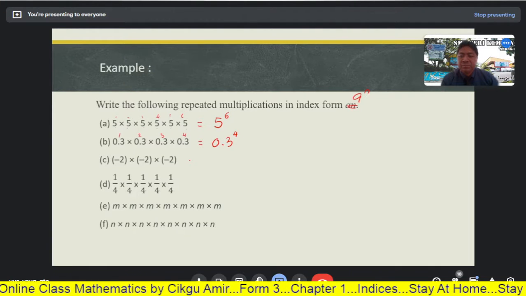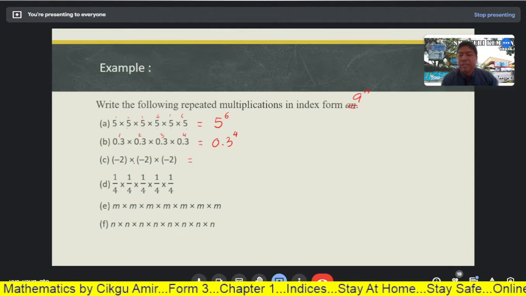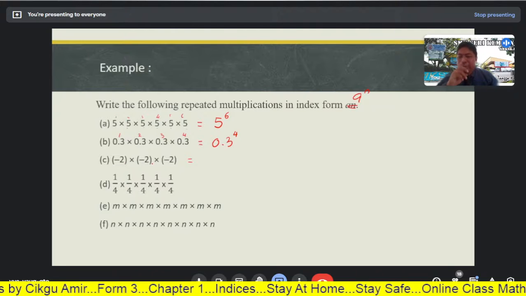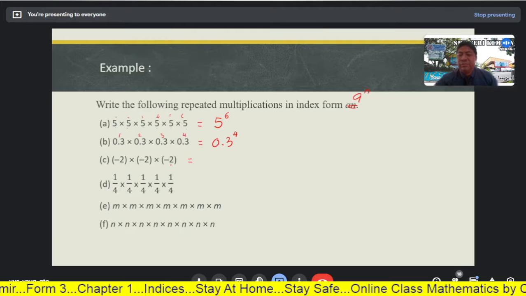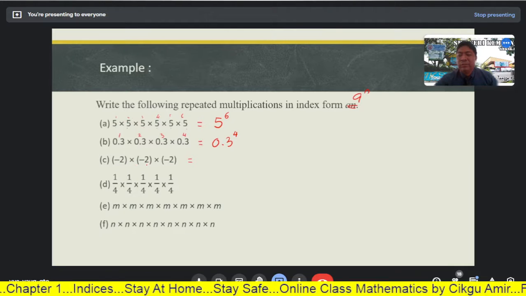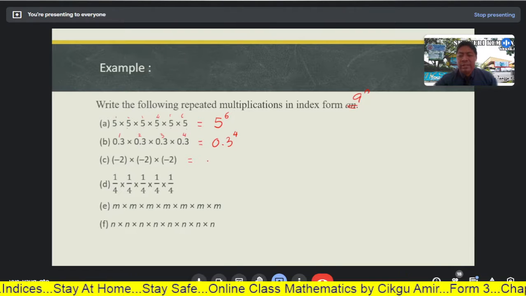C. -2 multiplied by -2 multiplied by -2. So the power here is negative.